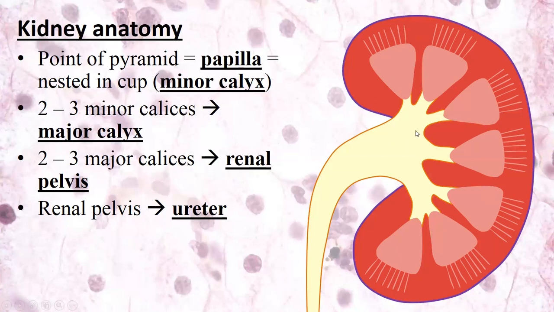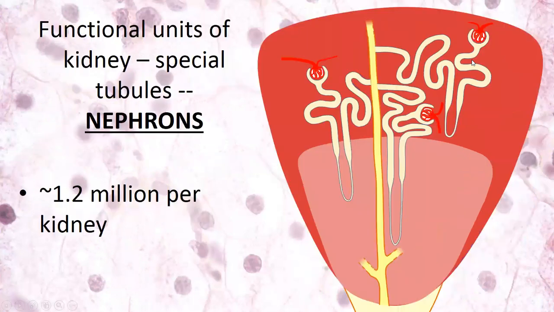So here we can see hollow structures inside the kidneys and also tissue of kidney, and kidney is considered as a parenchymal organ because it has parenchyma and stroma, and later we'll talk about this. And functional units of kidney are special tubules which are called nephrons.